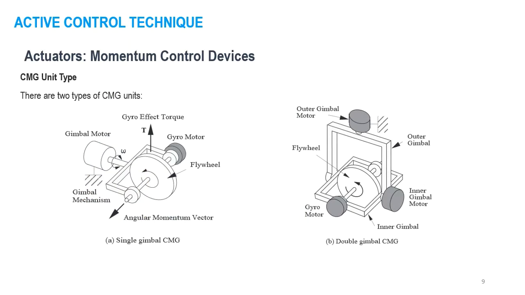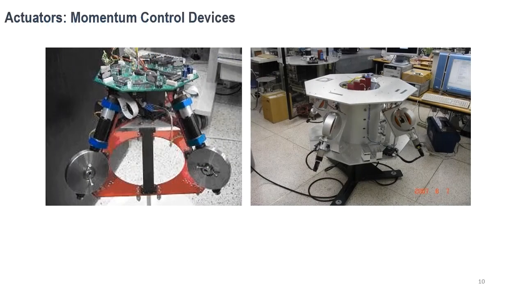There are two types of CMG unit, single gimbal CMG and double gimbal CMG. A single gimbal CMG generates a one-axis torque. A double gimbal CMG generates a two-axis torque. In both cases, the direction of the output torque changes in accordance with gimbal motion. For this reason, a system composed of several units is usually required to obtain the desired torque. This is an example of how the CMG is mounted on the satellite.